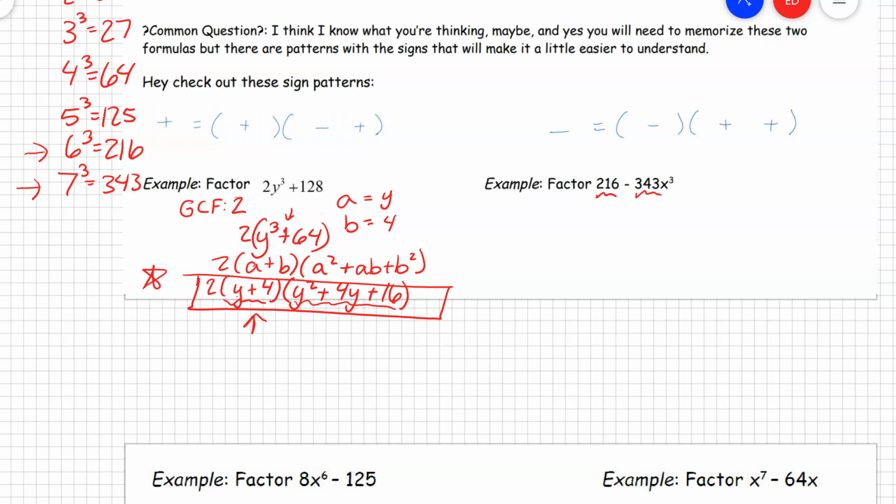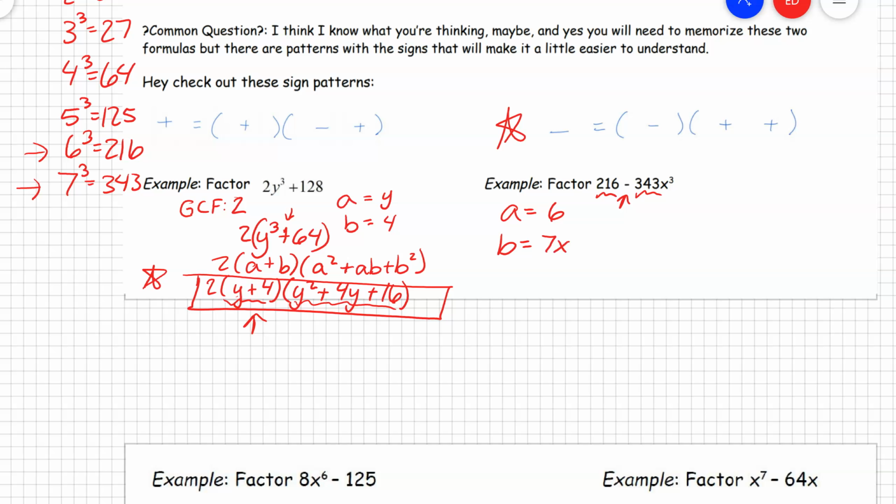We could go ahead and place it inside of our difference of cubes formula. Now, because we do have a subtraction sign, we will be using this pattern, where we start off with identifying what is A and what is B. So the cube root of 216 is going to give us 6, because 6 cubed is 216. 343x cubed, if we take the cube root of that, that would just be 7x.